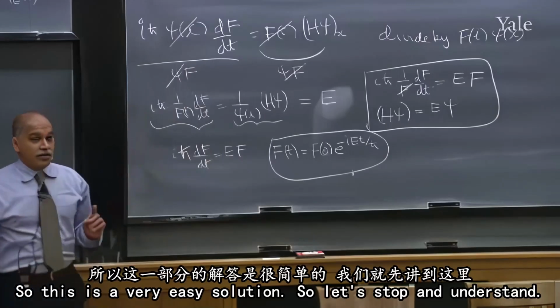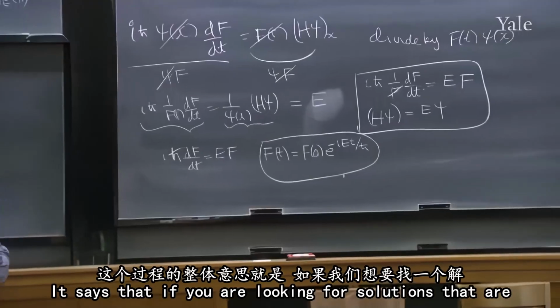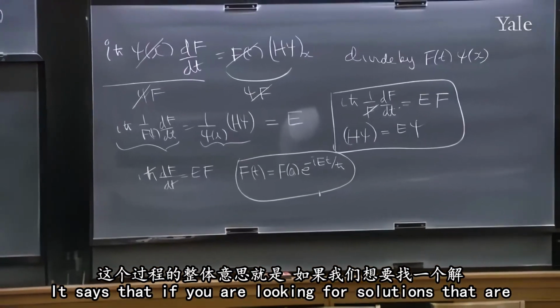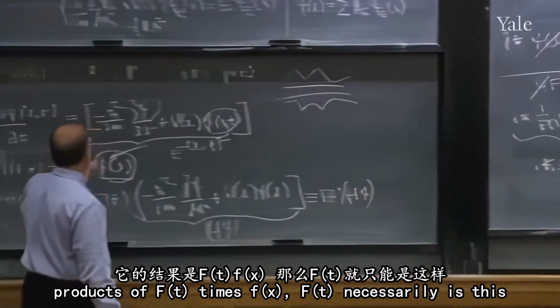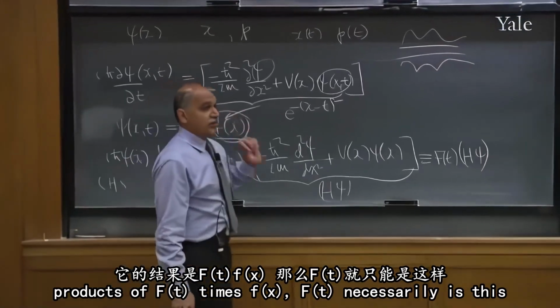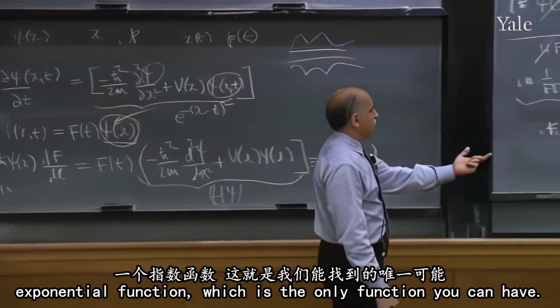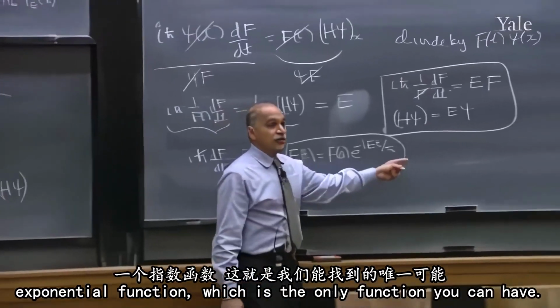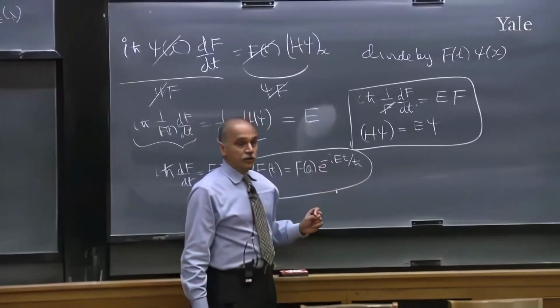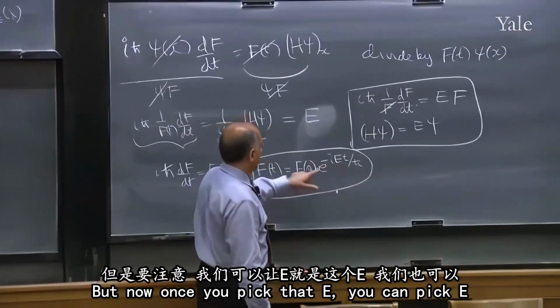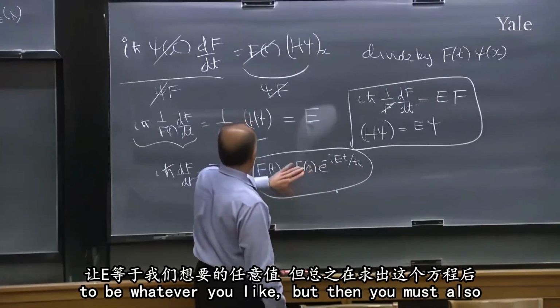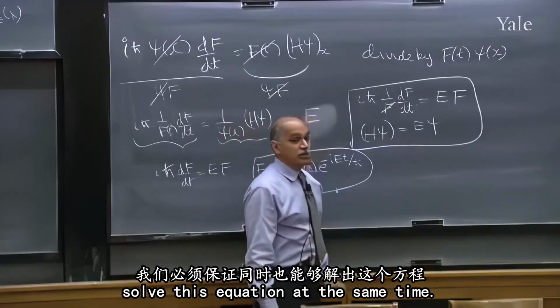So let's stop and understand. It says that if you are looking for solutions that are products of f of t times psi of x, f of t necessarily is this exponential function. It's the only function you can have. But now, once you pick that E, you can pick E to be whatever you like, but then you must also solve this equation at the same time.